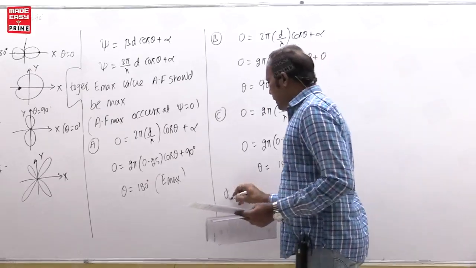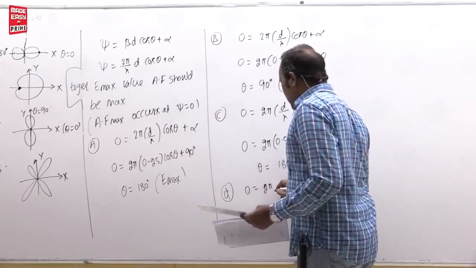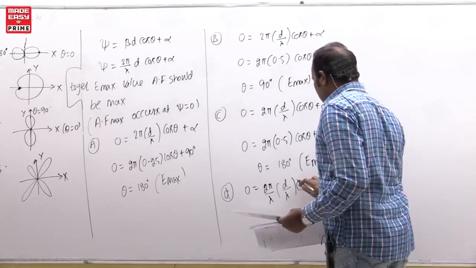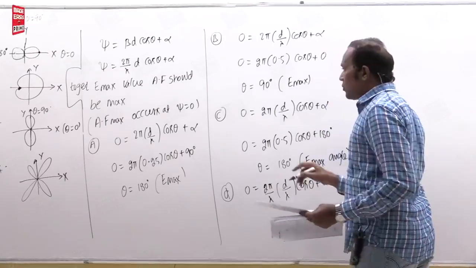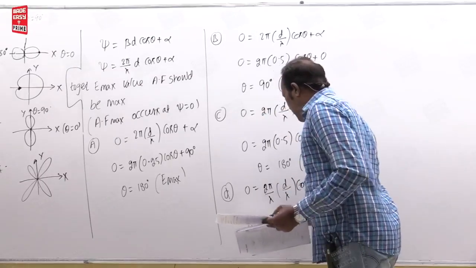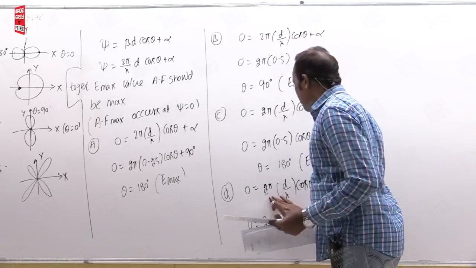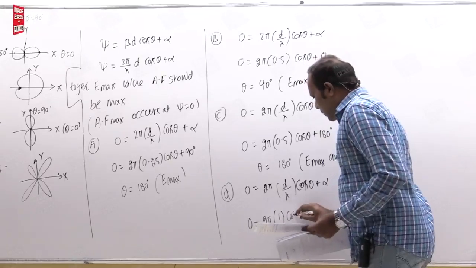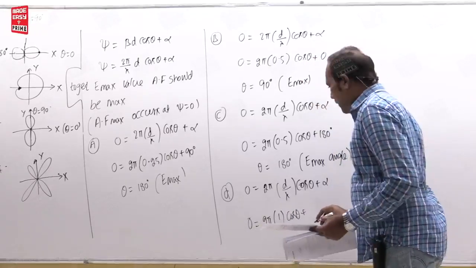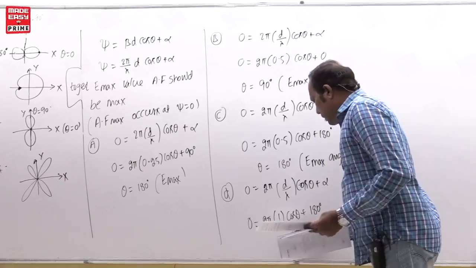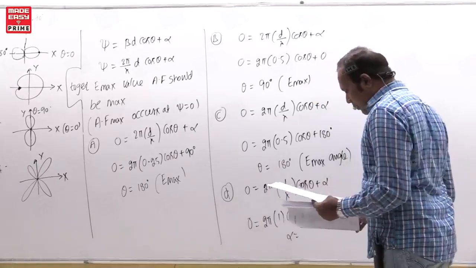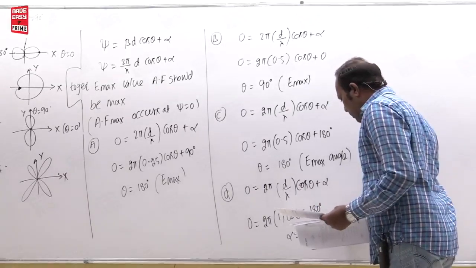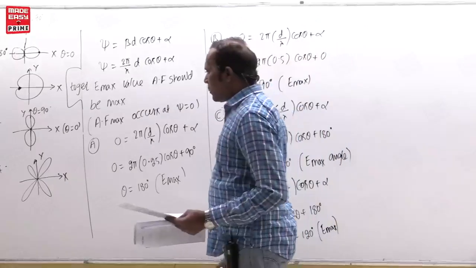Then for option D you do checking. This is the general equation to have a maximum array factor. Now you substitute the 2 pi. So 2 pi into d by lambda is given for option D as 1, and cos theta plus alpha is given as 180 degrees. So ultimately from this you get alpha as 120 degrees. That is, the electric field maximum should be at 120 degrees. That is matching with equation 4.